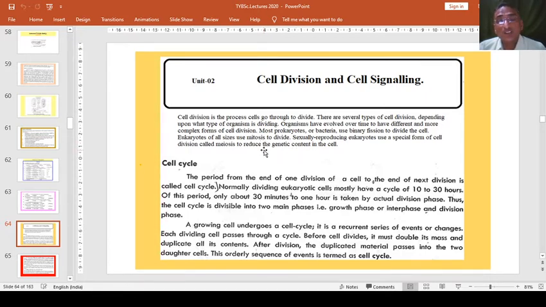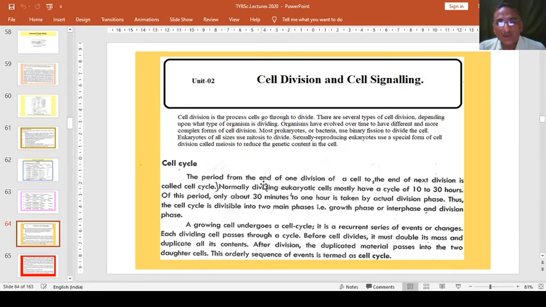So how does cell division work, how is cell signaling given by the cell to the nervous system, or from one cell to another cell, or inside the cell for its activities? We will see one by one. First of all, we will see the cell cycle. What is the cell cycle?